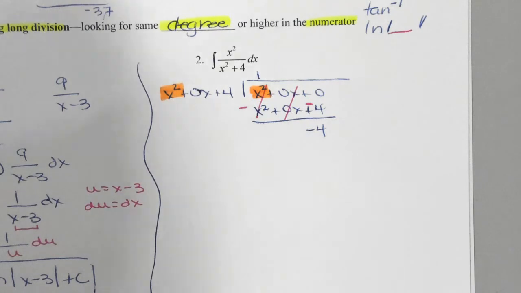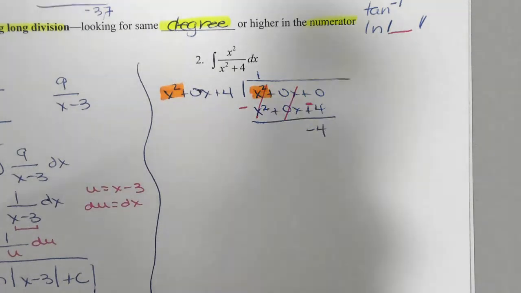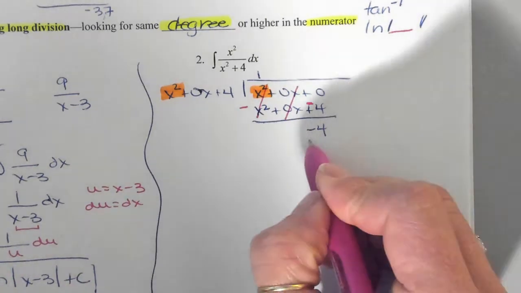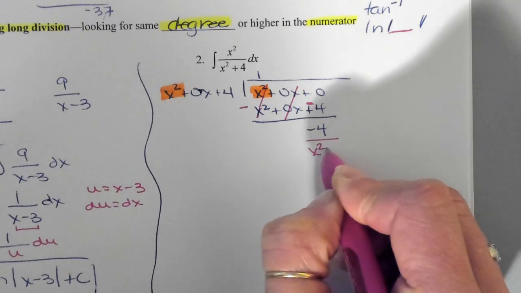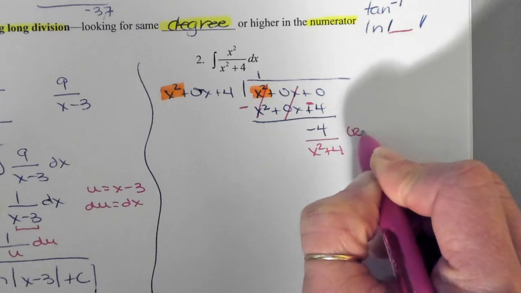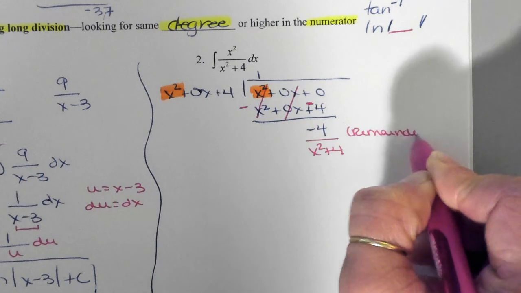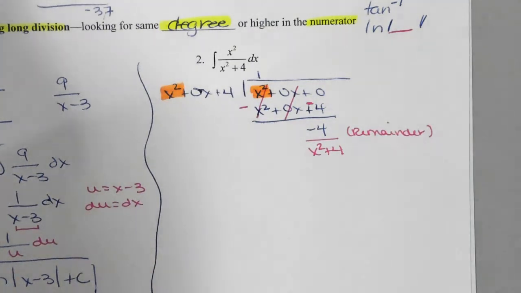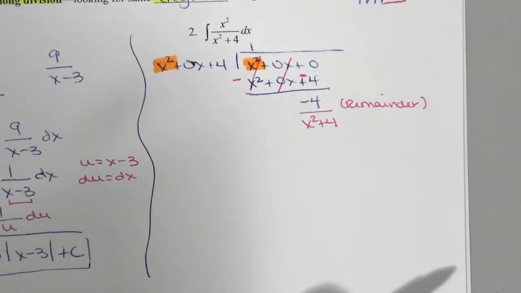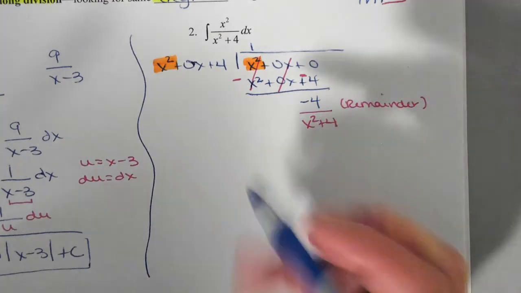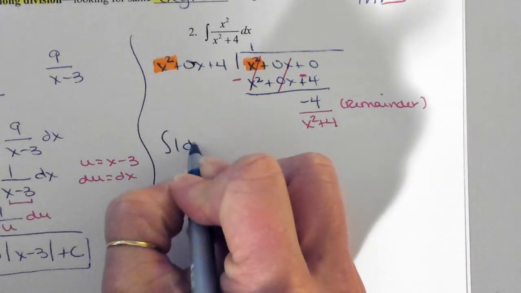Okay, up to this point, is everybody okay? Okay, essentially, this is negative 4 over what we divided by, which is x squared plus 4. This is my remainder, right? Okay, so this is where we're going to set up our two integrals. What's my first integral? Yep, it's the integral of 1 dx.